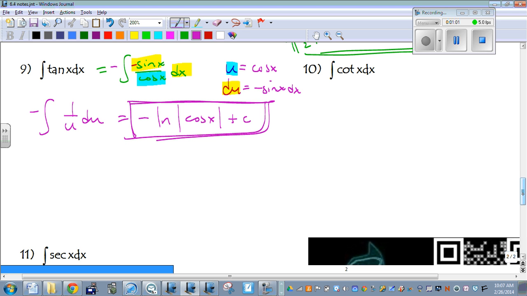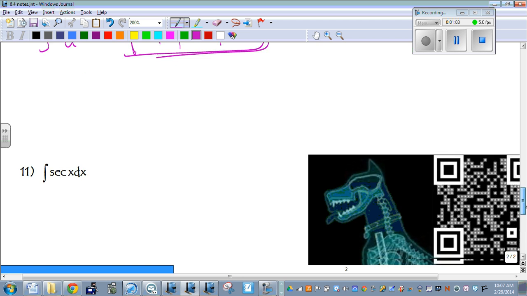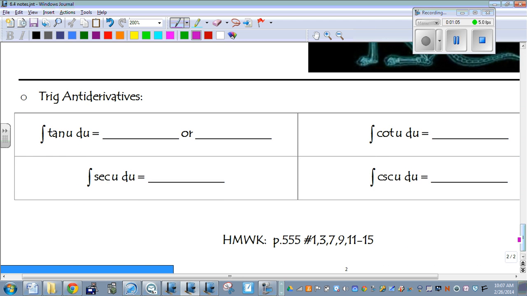This is one we're going to need to remember. So if you scroll down here or look down here, the antiderivative of tangent of u is negative natural log of absolute value of cosine of u plus c. But this one has another option. The other option comes in because we have this negative 1 out in front of the natural log.